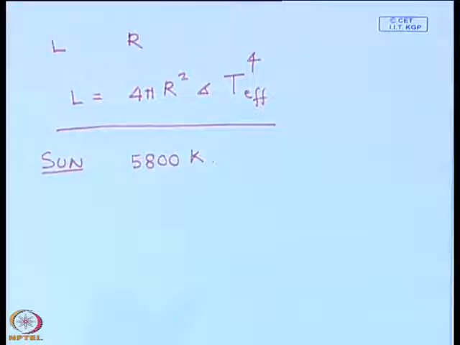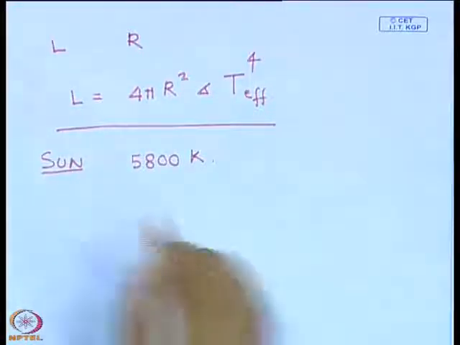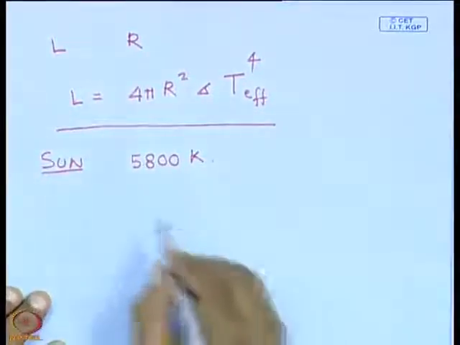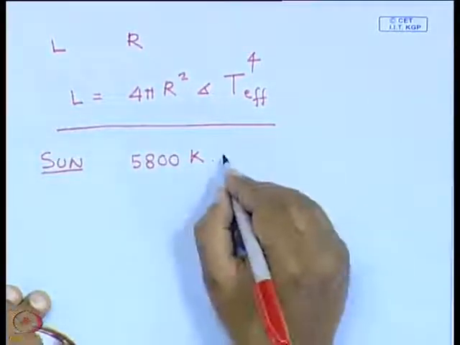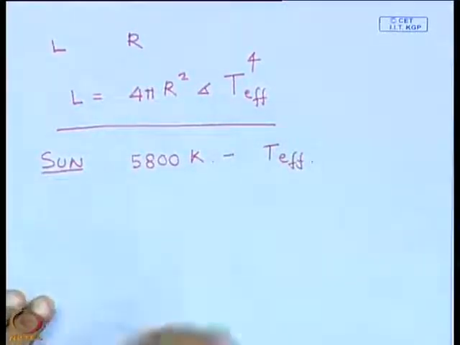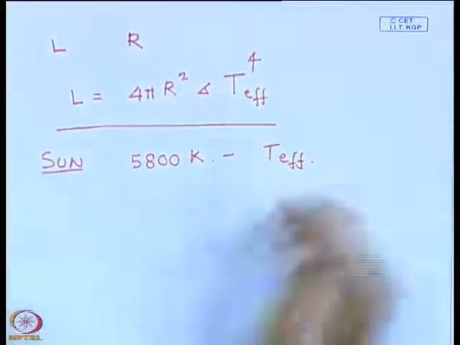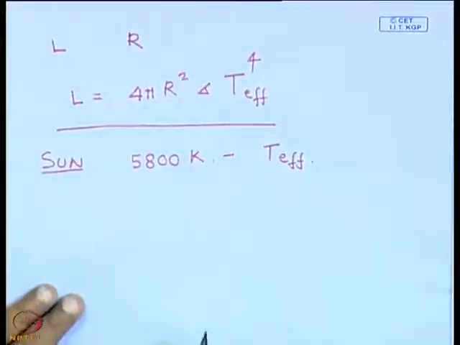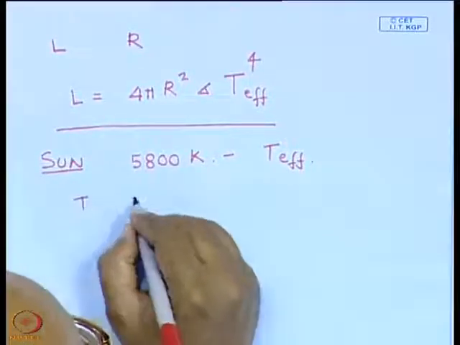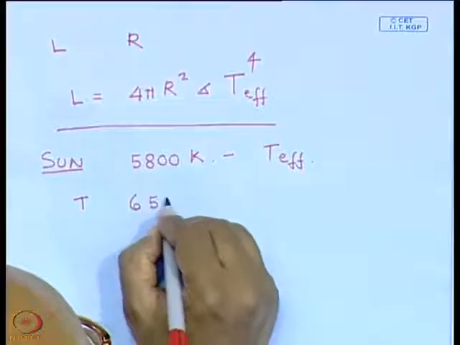Okay. Now if you compare this with the actual temperature of the sun at the photosphere, so for the sun, this is the effective temperature. We have done this exercise. Now for the sun, if you solve the stellar model which we have discussed, and determine the actual temperature at the photosphere, this comes out to be 6500 Kelvin.